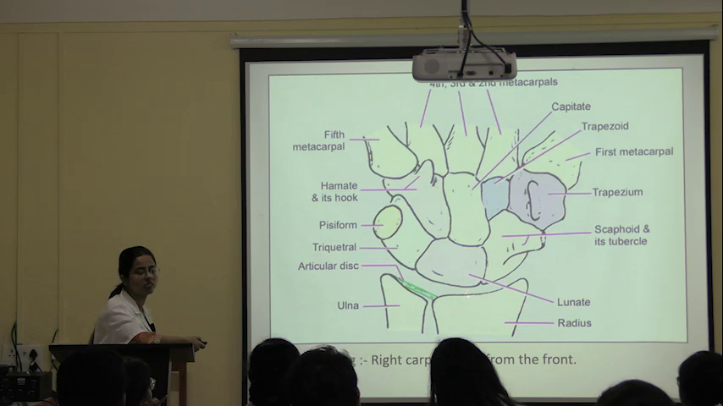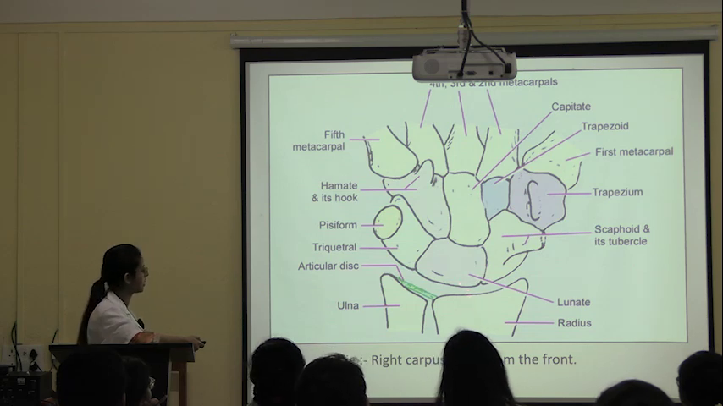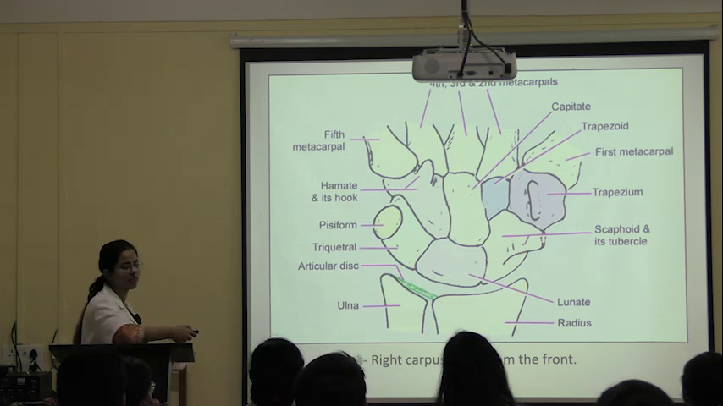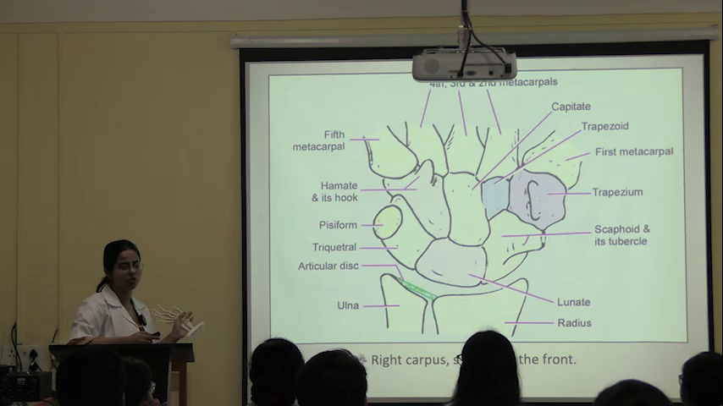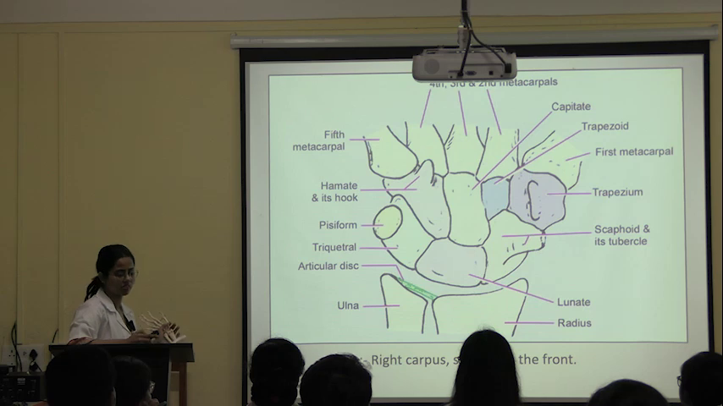Proximally radius, yes, radius, and distally capitate. Clear? You can tell the articular surfaces by remembering the picture. You don't need to mug up or something. If you remember the picture, you will be able to tell.